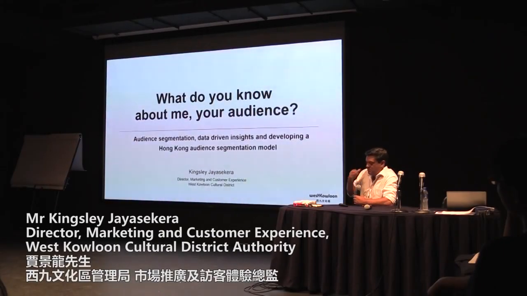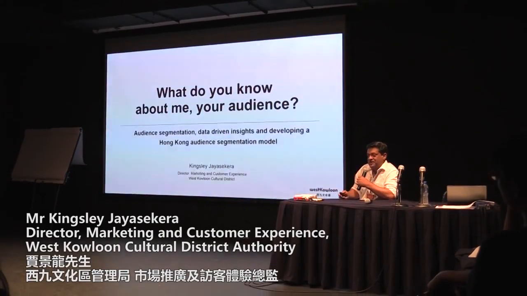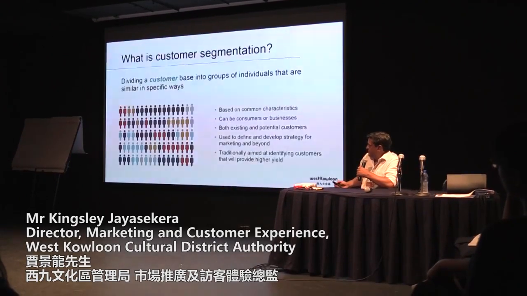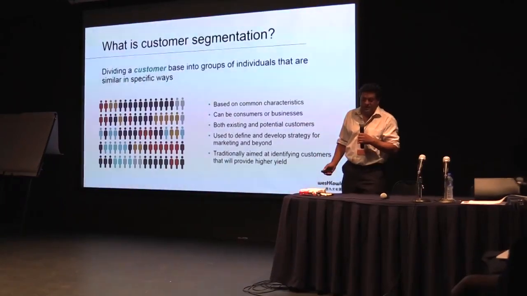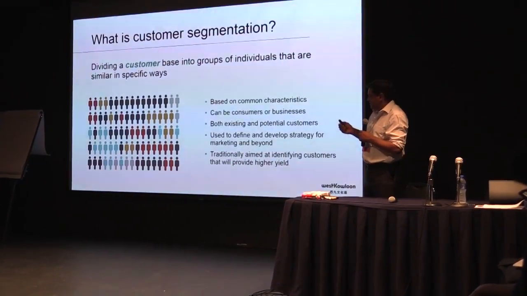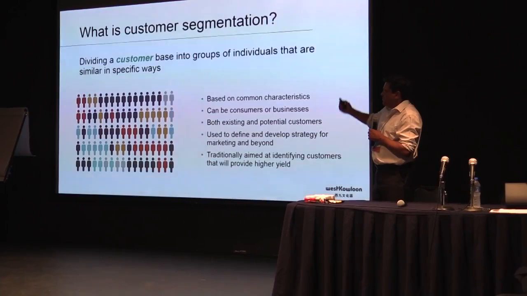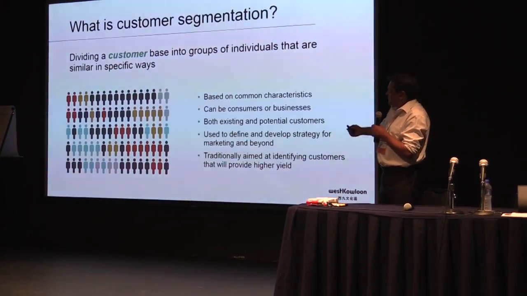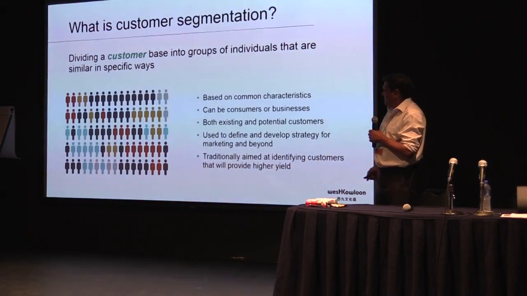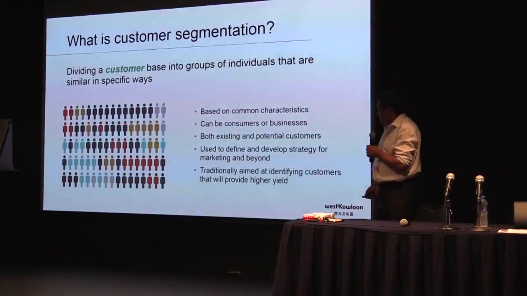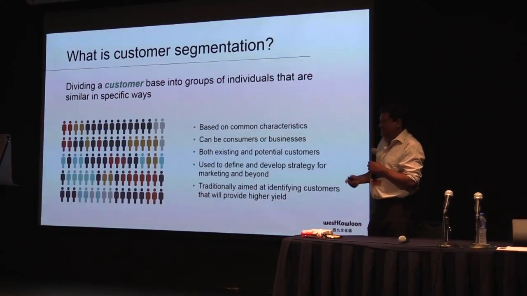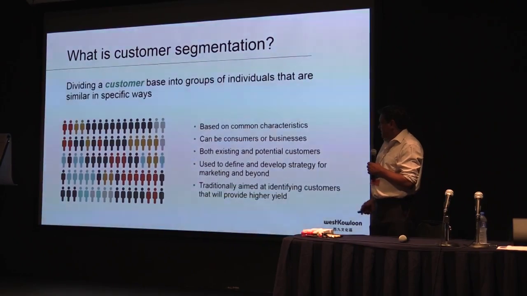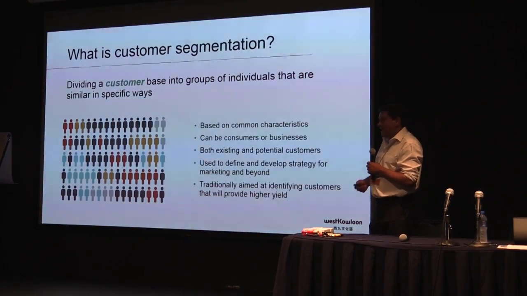This is really to follow up on what we were talking about before, which is about the audience segmentation that we've been looking at. I'm just going to give a bit of background for people who don't know. Hopefully from the talk this morning and the example from Singapore, you kind of know what audience segmentation is. It's basically a way of dividing groups of individuals that are similar in specific ways, based on common characteristics. It can be applied to consumers, businesses, and can deal with both existing and potential customers, used to define and develop strategy for marketing and beyond.